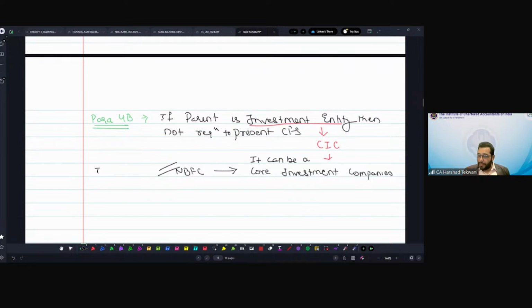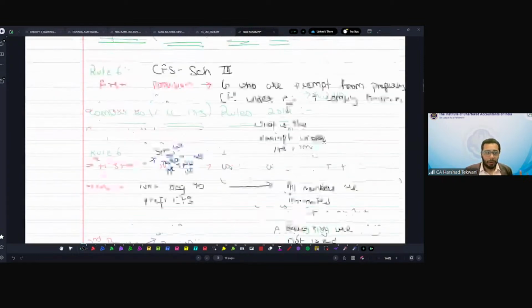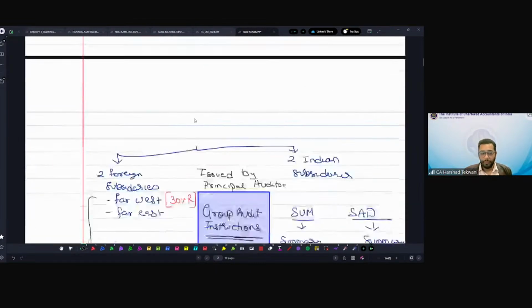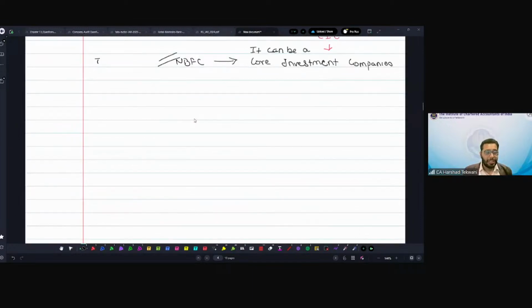Good. Therefore, when the CFS is applicable, now I have discussed the legal framework. Once we understood the group audit, we now understood the legal framework. Now the next part: once we decide the company is required to prepare CFS, no exemption is available, they have to prepare CFS. The foremost and important thing we need to understand is the responsibilities and objectives of the auditor. So we will now discuss the auditor's objective with respect to the consolidated financial statement.